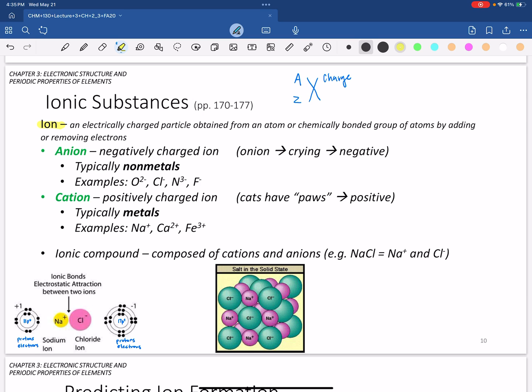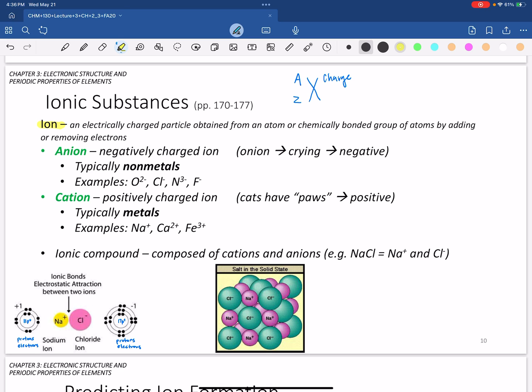You can't really add or remove protons without changing the identity of the element. So if you want to change the charge, the only way to do that is to either add electrons or remove electrons. So there are two kinds of ions, or categories of ions.